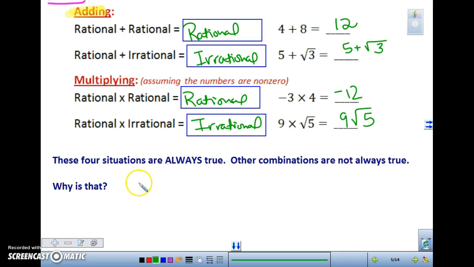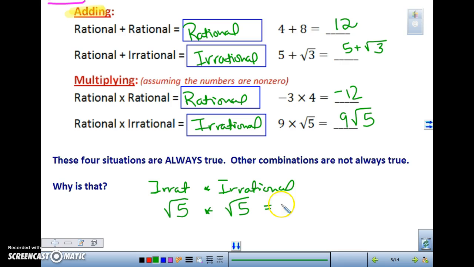Like, what if you take an irrational and you multiply it by another irrational? What do you think is going to happen? Well, let's think of some different irrational numbers. What if I think of the square root of 5? That's irrational. And what if I take it times another irrational, like square root of 5? They were both irrational. What do we think?